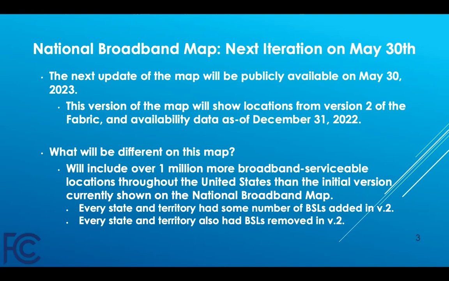And every state and territory will have both added locations in version 2 and potentially have had some locations removed. Removals are typically connected to things like false positives. So maybe we identified a rock or something like that as a location when it's really not. There are other instances where structures may burn down or become vacated and they would no longer be broadband serviceable locations.